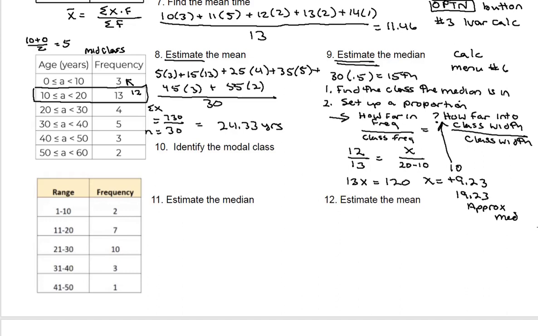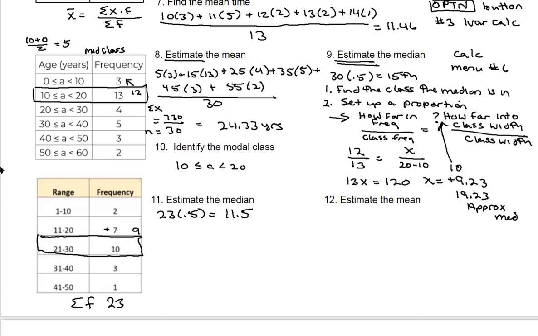So now in number 10, they want us to find the modal class. The modal class is the class that happens the most often. So that's going to be from 10 to 20. It happened 13 times. All right, now number 11, we want to estimate the median. So what we're going to do is add up all the frequencies. We find out there's 23 pieces of data. We multiply that by 1/2 or divide by 2, and we get 11.5. That's roughly where our median is. We know that our median is going to be in this class because we've used 9 up before it, and so it has to be in here.